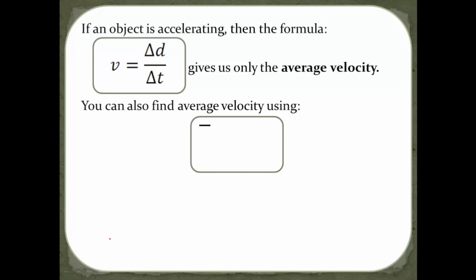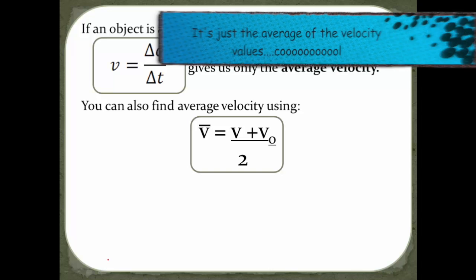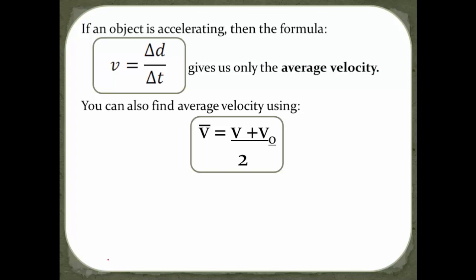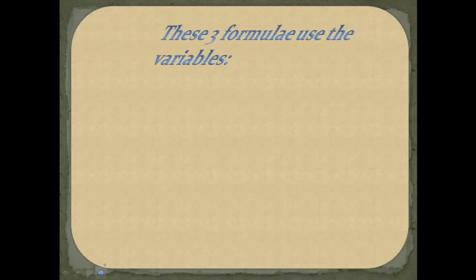What will do us some good, though, is we can now find average velocity in a different manner by using this equation right here, which is really just the final velocity plus the initial velocity divided by 2. It sure sounds like you're taking the average of two values, and in this case, you actually are. So it's pretty neat that physics allows us to simply take two physical quantities and average them out like that. In order to solve these problems with uniform acceleration, we need to use what we call the big three kinematics equations. So let's get right to it.